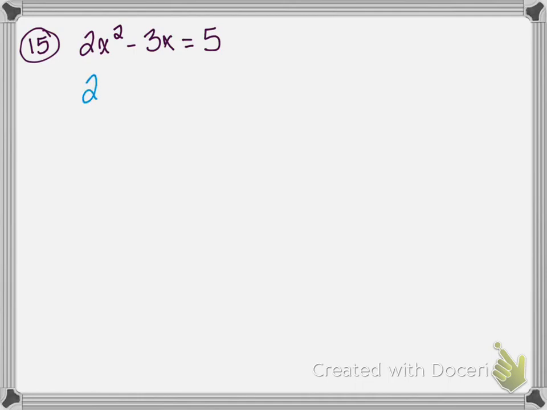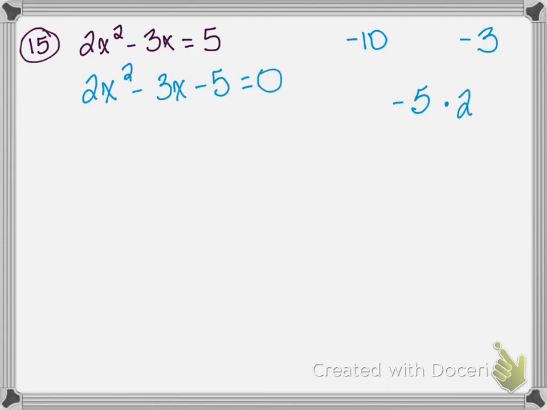Always, we're going to set it equal to 0. 2x squared minus 3x minus 5 equals 0. Okay. We look at this. We say 2 times negative 5 is negative 10. That's going to be my product. My sum is negative 3. The two numbers that multiply together that give me negative 10 are going to be negative 5 and positive 2. Negative 5 times 2 is negative 10. Negative 5 plus 2 is negative 3.